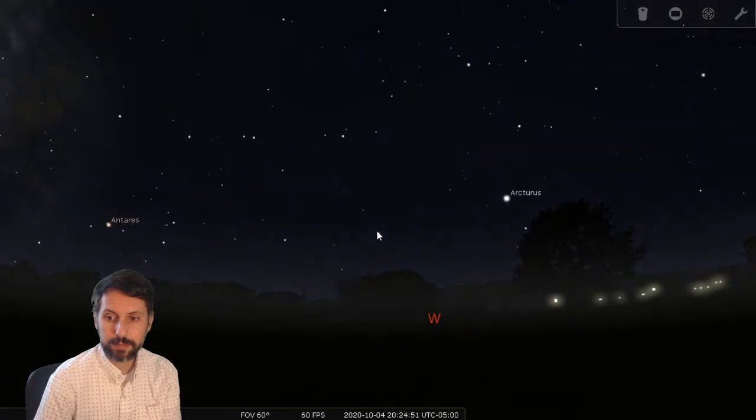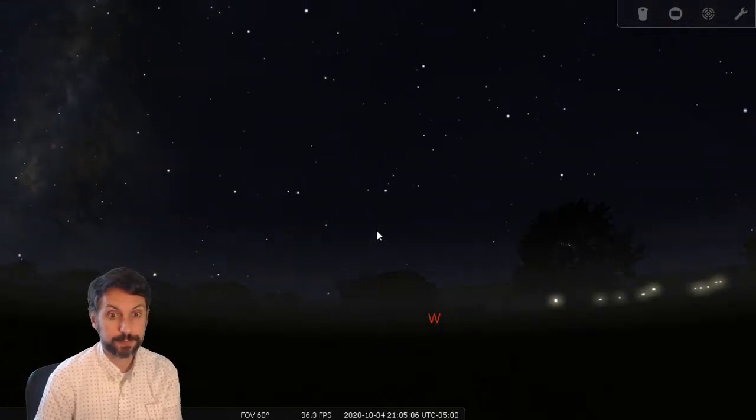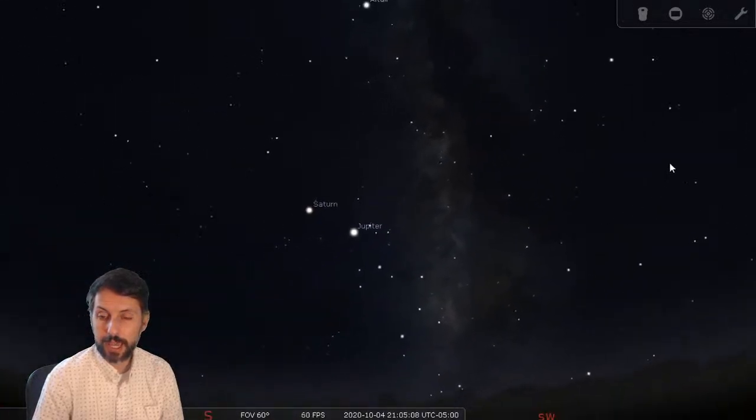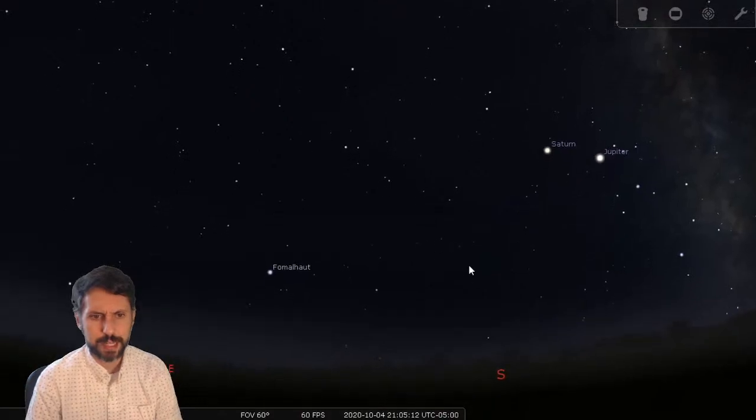And let's start maybe at 9. How about 9? 9's a good time. Boom. So here's our sky at 9 o'clock tonight. We've already labeled a couple things here. I should turn off these labels, but it's not a huge deal.